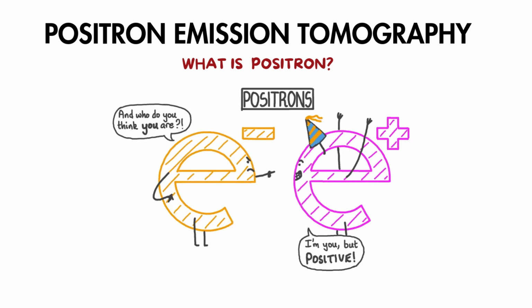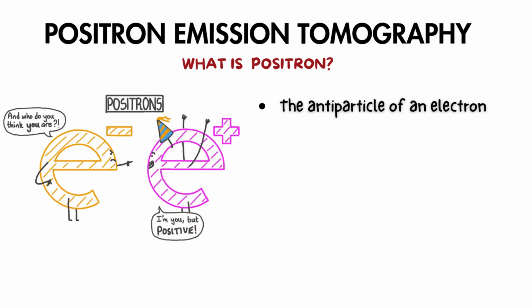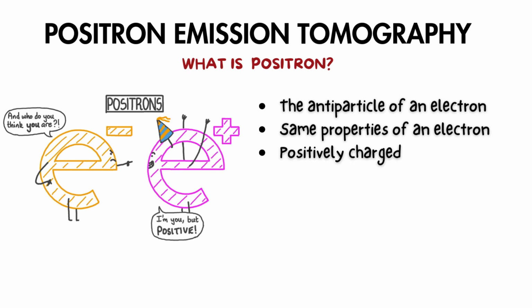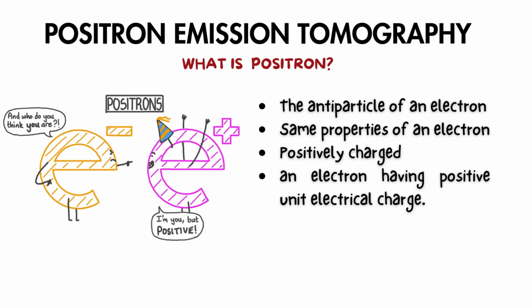A positron, we get it from a kind of radioactive decay. What is a positron? A positron is a twin of an electron. The positron is an antiparticle of an electron and it has the same properties as an electron, but a positron is a positively charged particle, whereas an electron is a negatively charged particle. An electron having a positive unit electrical charge will be called a positron.